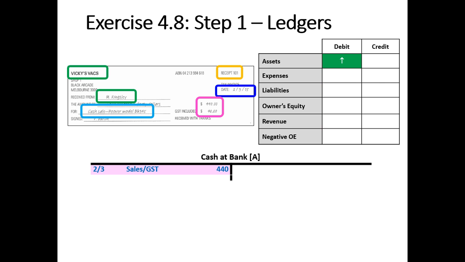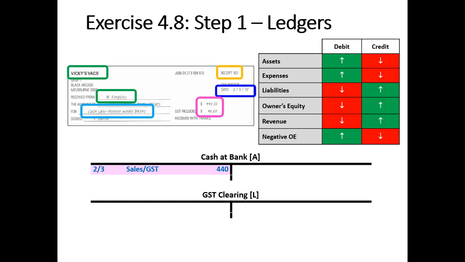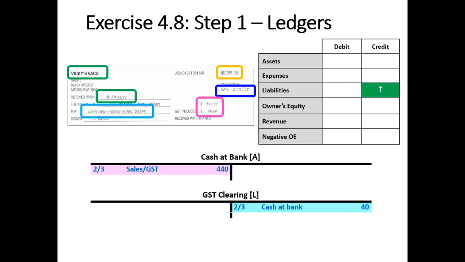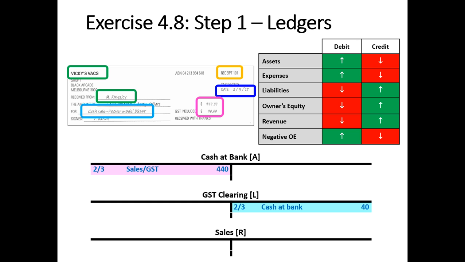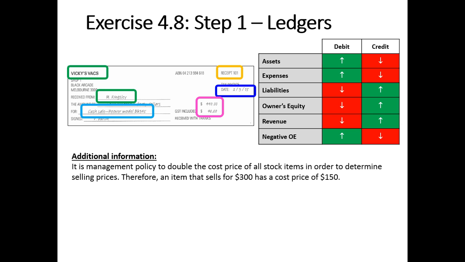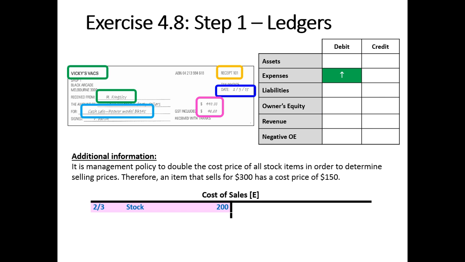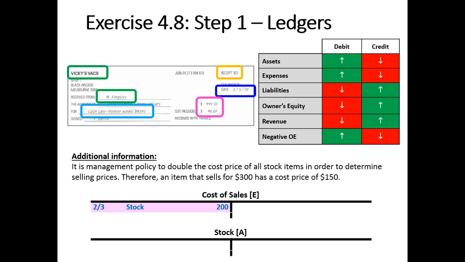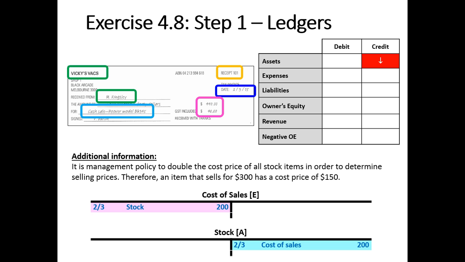So we're going to deal with the sale amount. Cash at bank is an asset going up, which is a debit. We've collected GST, that'll increase our liability, and we've made a sale, which is a revenue. Revenues increase on the credit side. However, we've got to factor in the cost of sale, and the additional info we're given is that it's management policy to double the cost price of all stock. So in this case, the sale was $400, so the cost price will be $200, and the stock will decrease by $200.